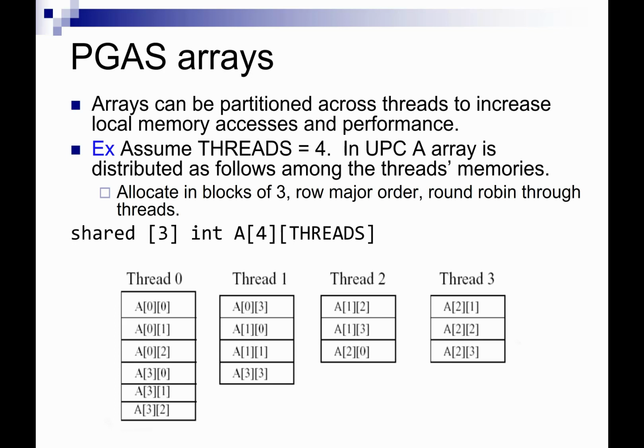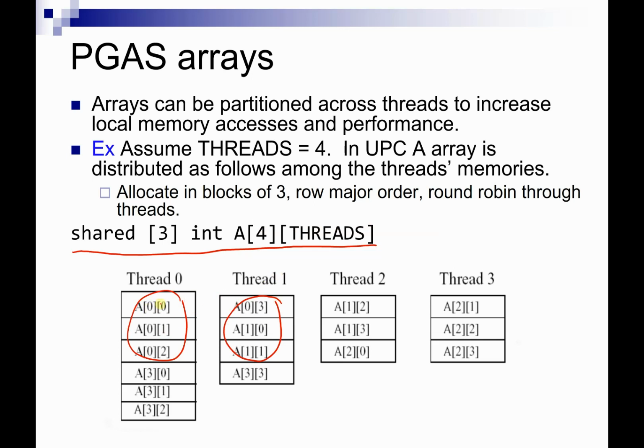suppose we have 4 threads. Then in one of these PGAS languages, Unified Parallel C, we have this way of distributing an array. If you allocate the array like this, then what's happening here is that we have a 4x4 array. So threads is 4 here, and then we're going to split this into chunks of 3. We have 4 threads. Initially we allocate 3 of these array values to the first thread, and then we allocate the next 3 to the next thread.